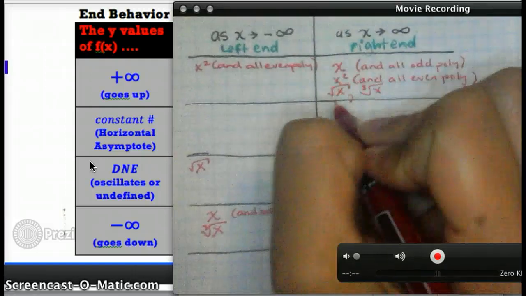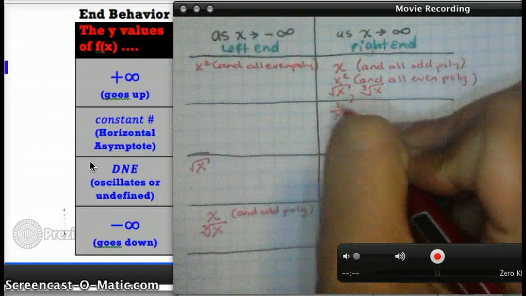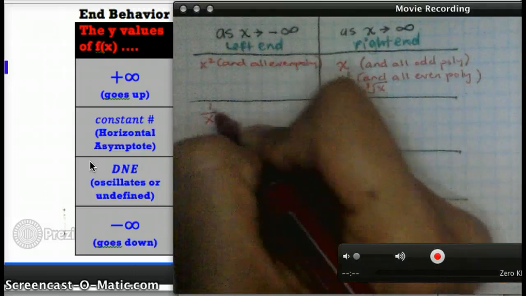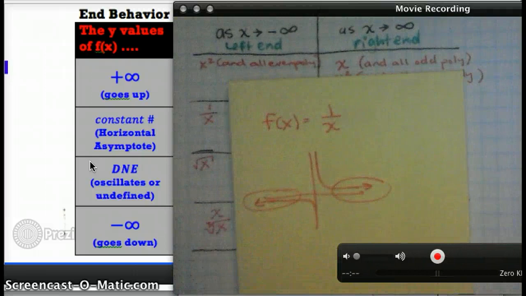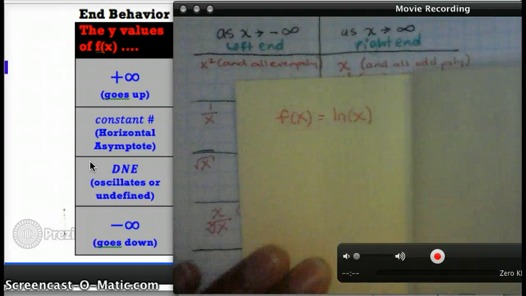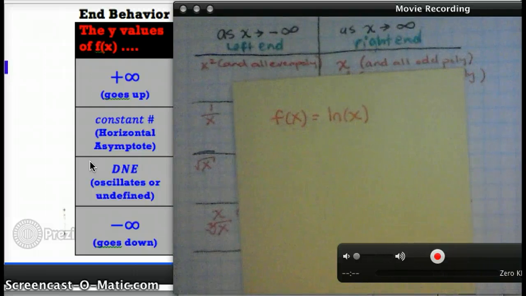So this is our first constant end behavior. And it's constant both on the left and on the right. In fact, they're actually both approaching the same number, although that doesn't necessarily have to be true for all rational functions. How about natural logarithm?